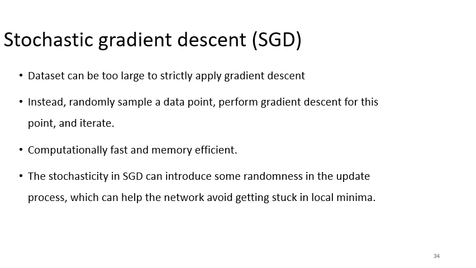Stochastic gradient descent is fast and efficient. Since we are using only one data point at a time, it's computationally faster and more memory efficient compared to traditional gradient descent. In addition, one advantage of using stochastic gradient descent is that randomness provides more robustness. The stochastic nature can introduce some randomness in the update process and help the network to avoid getting stuck in local minima. It's a practical approach to training neural networks, especially when dealing with massive datasets, as we have said, where processing the entire dataset can be impractical.